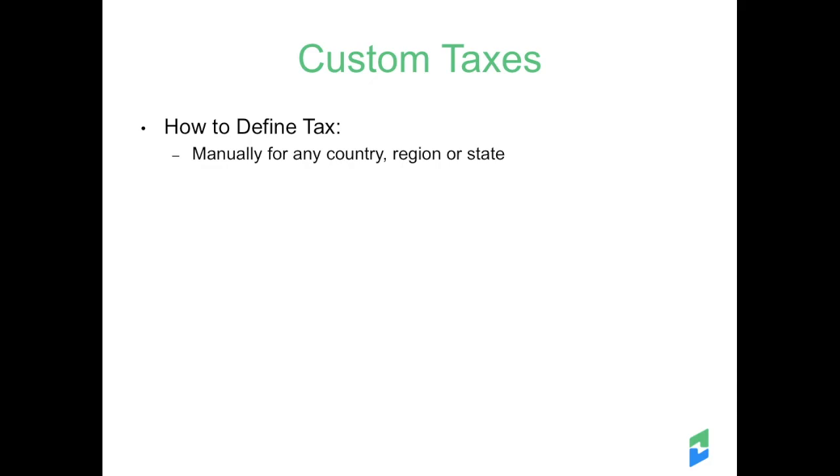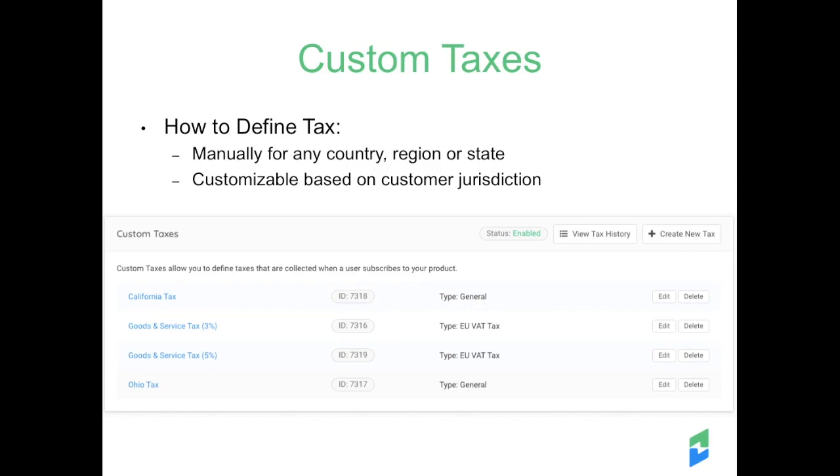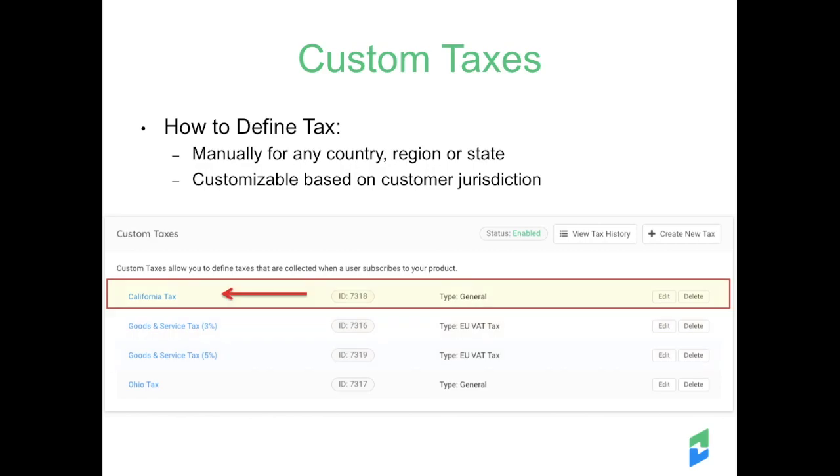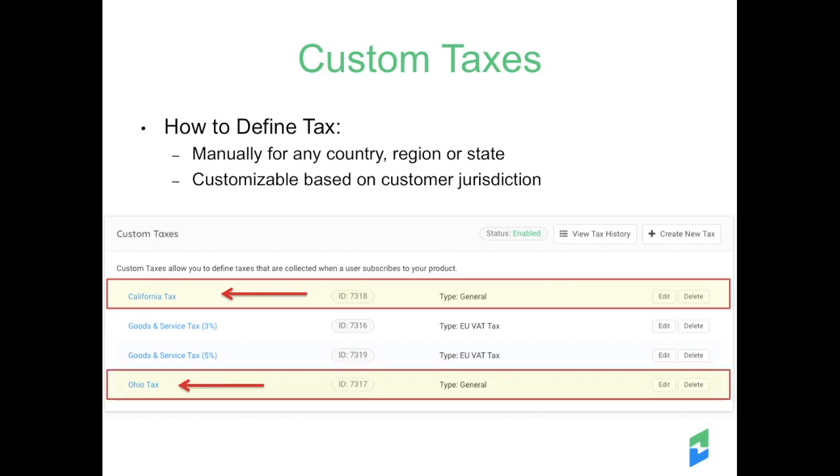You may pay a goods and services tax of 3% in one country and 5% in another. Similarly, you could manually set a 5% tax for customers living in California and a 6% tax for customers living in Ohio. Let's go ahead and create a custom tax together.